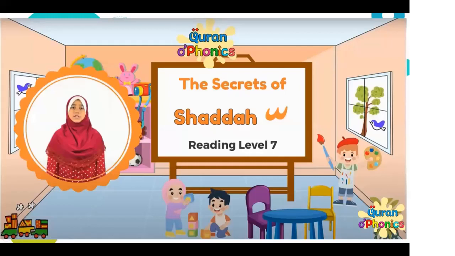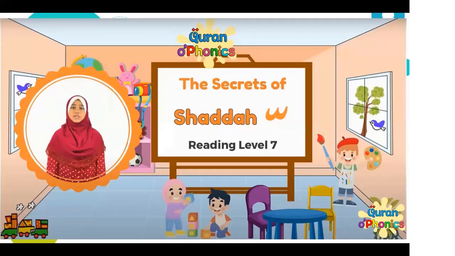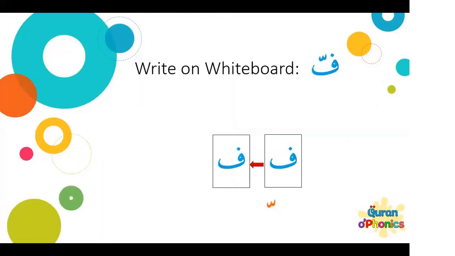Then we have reading level 7, which is about Shadda, and the story is called The Secrets of Shadda. And through the video, we introduce the concept to the child. And in the video, we keep emphasizing how Shadda, which looks like a little W, and whenever you see this little W, it means double the sound. So whenever there's a little W on top of an alphabet, it means that there are double letters under it, and one alphabet is hiding behind the other.